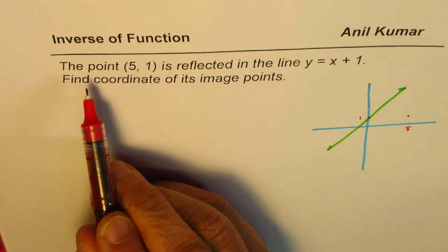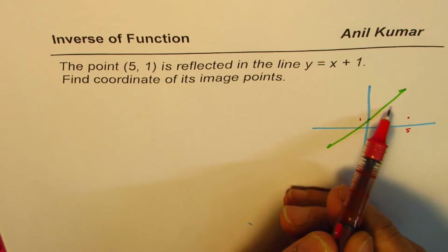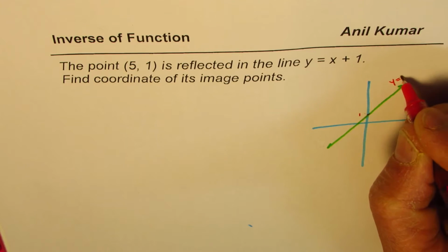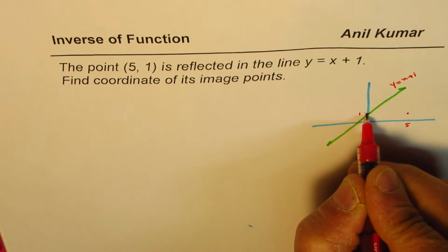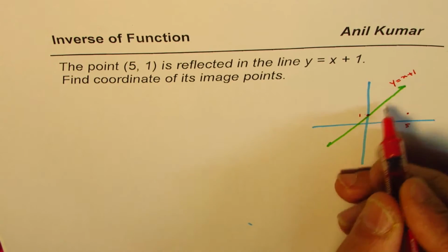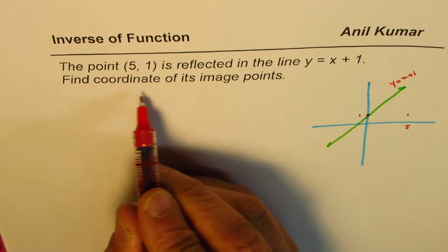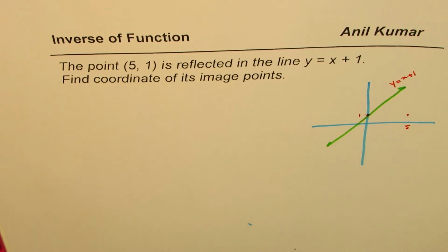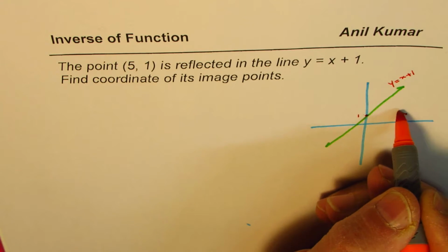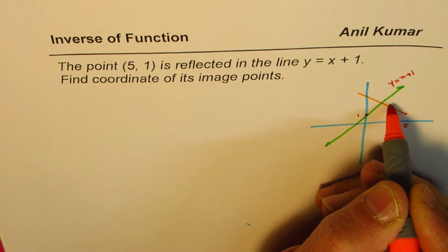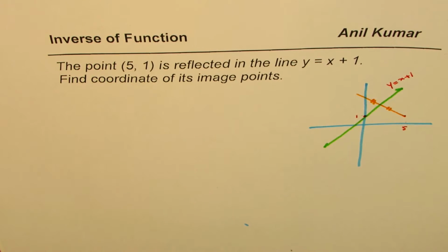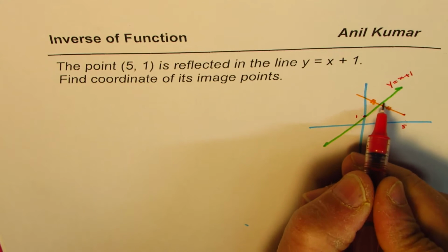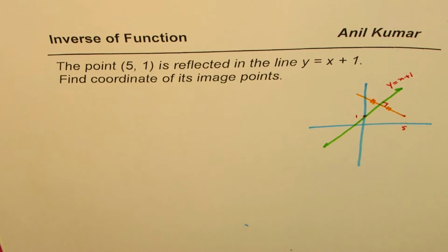Now the question is, the point (5, 1) is reflected on this line, which is y = x + 1, right? So the y-intercept is 1, and the slope of this line is also 1. Find coordinates of its image point. After reflection, we are looking for the image, so that means same distance away, right? So somewhere here along this line where this distance is equal to that distance. That is what we're trying to find. We're trying to find a point on the line which is perpendicular to this. That's the whole idea, right?